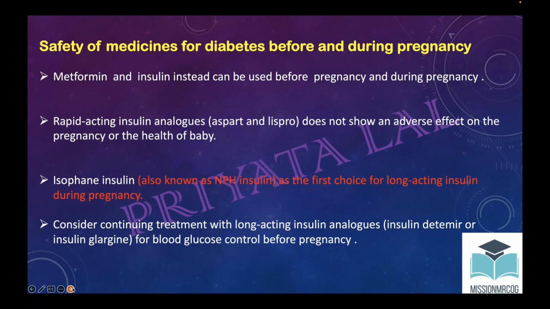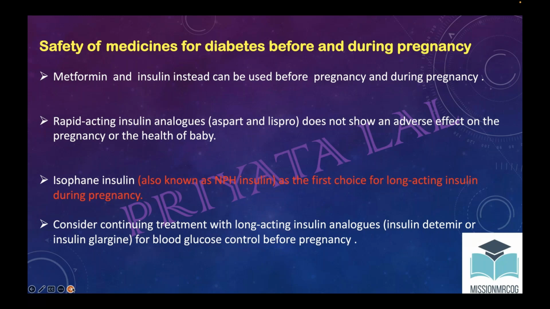But clemide has been removed from diabetes in pregnancy and breastfeeding. So please remember this. If you get a question, you will get it from this part of the guideline, because there has been a change. Now, metformin and insulin can be used before pregnancy and during pregnancy. Rapid acting insulin, Aspart and Lispro, can be used.